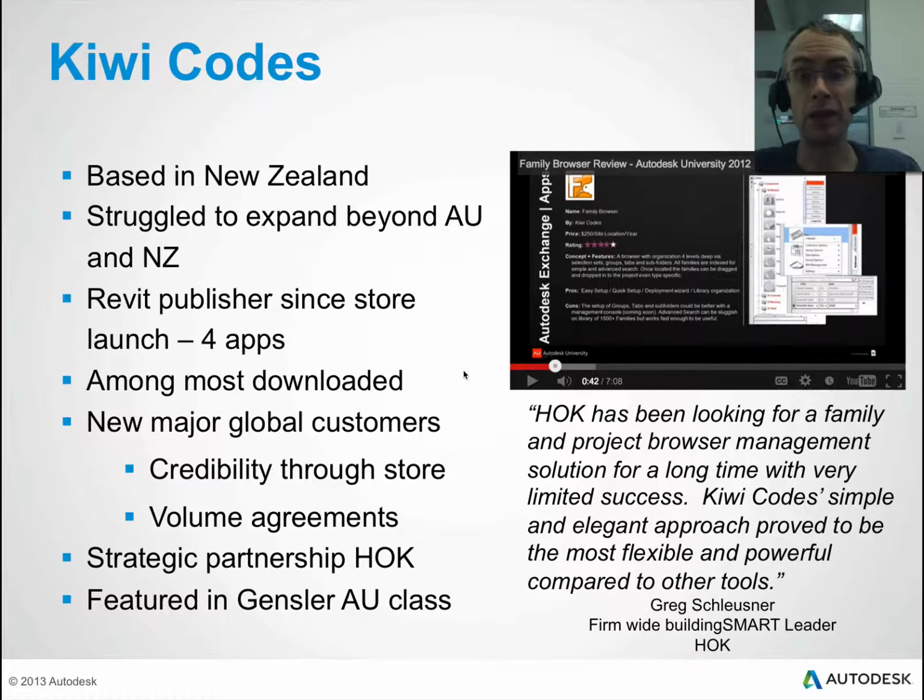A company called Kiwi Codes, they're actually one of our number one publishers on the store now. They're based in New Zealand, and historically they've really struggled to expand beyond Australia and New Zealand. So they were very quick to adopt the Revit store when it was first launched, and they released 4 Revit applications. They're now one of our top downloaded publishers, and they have created some major global customers through their presence on the store. They increased their credibility by being on the store, and they've now made some volume sales agreements with strategic partners like HOK.